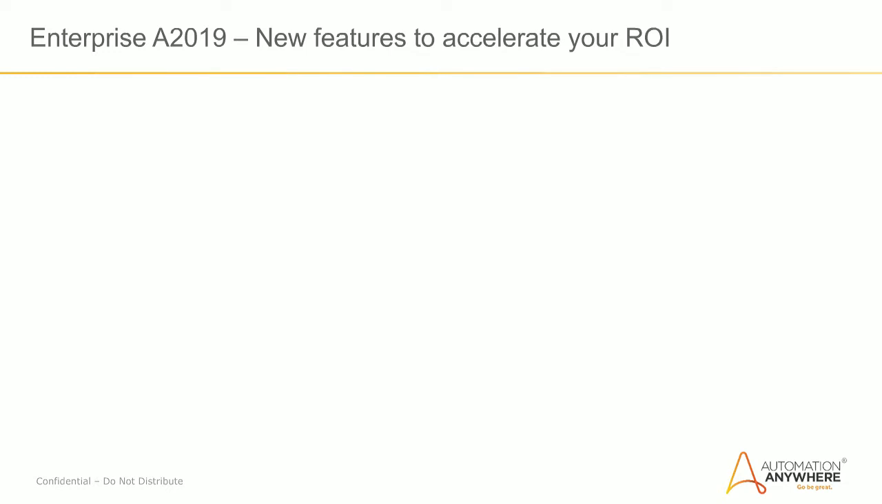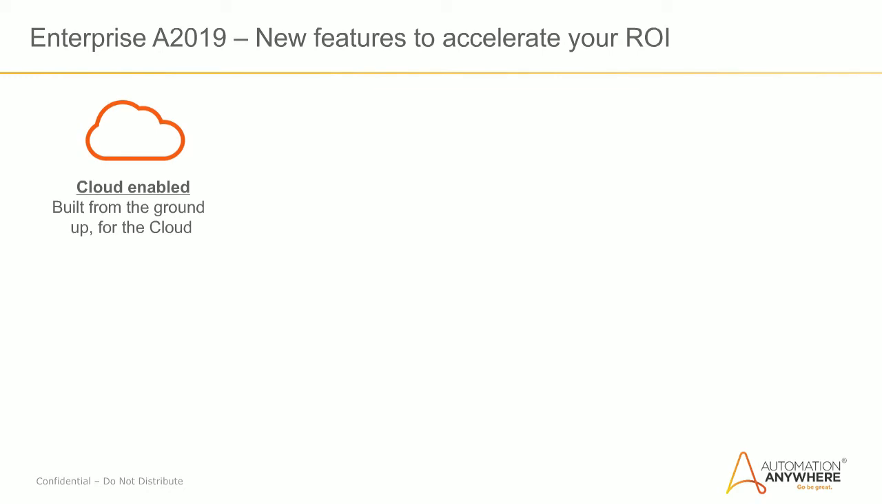Thanks, Ollie. So obviously we've covered some of the common pitfalls. We've covered how the bot store can help you in terms of accelerating development. The next key thing that we're going to look at is how the new product version, Enterprise A2019, has a number of features in it which are effectively designed to make sure that your development process is as simple as possible, and as there are as many opportunities as possible that could be developed.